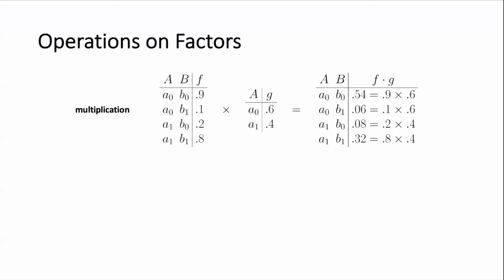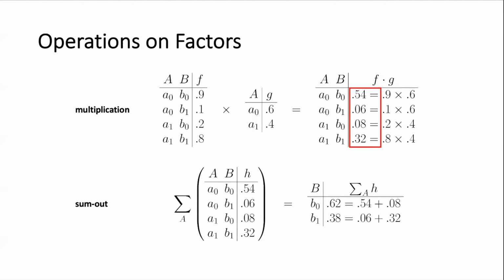Here are the two main operations on factors in the context of variable elimination. First one is called multiplication. I take two factors and multiply them. I get a resulting factor over their joint variables. Now, if you look in this case, and you see the numbers in the resulting factor, they're all independent, regardless of how they were computed. So they could have been computed in parallel.